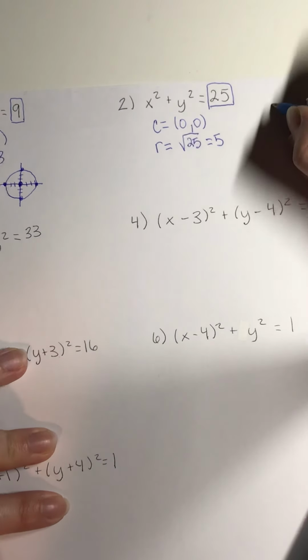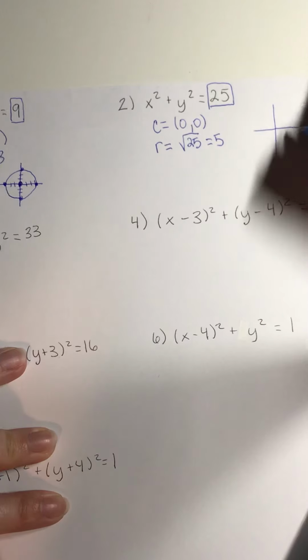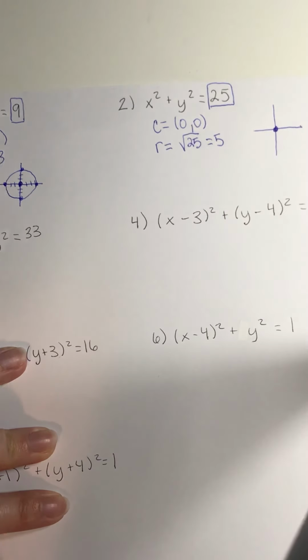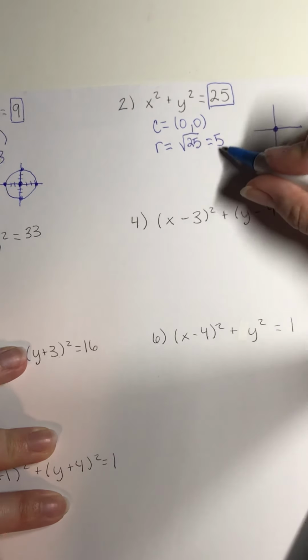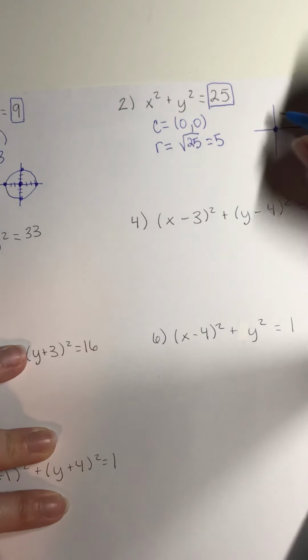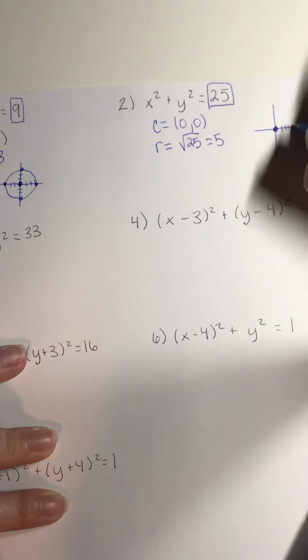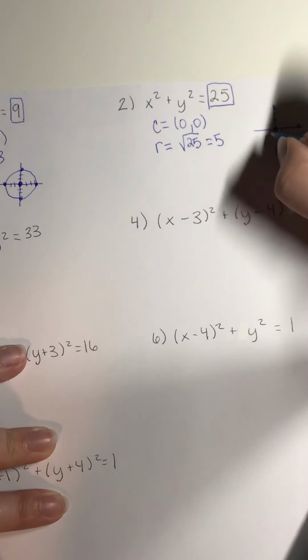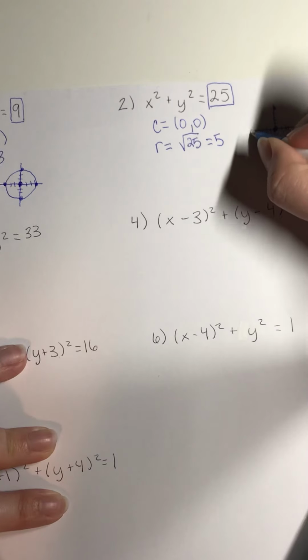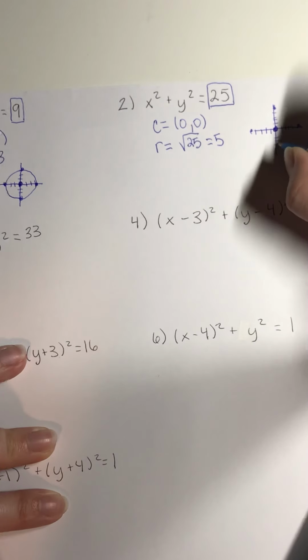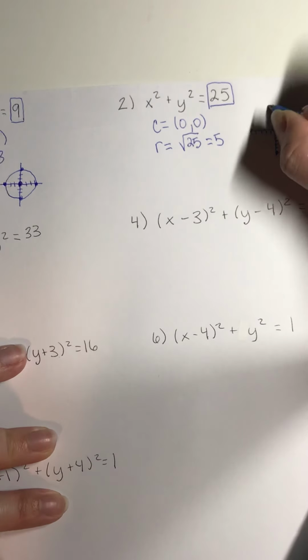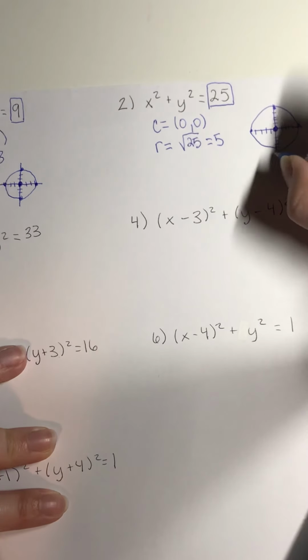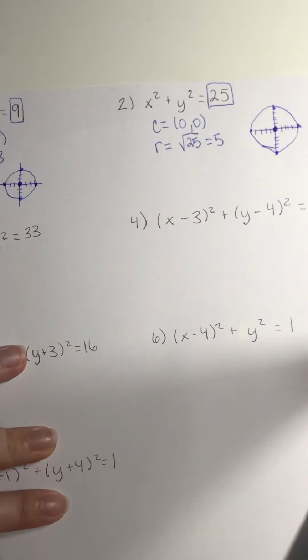To graph that, plot my center coordinate first at 0, 0. Then I need to go 5, that's my radius, 5 to the right, 5 up, 5 left, and 5 down. It doesn't have to be perfect. Just something close.